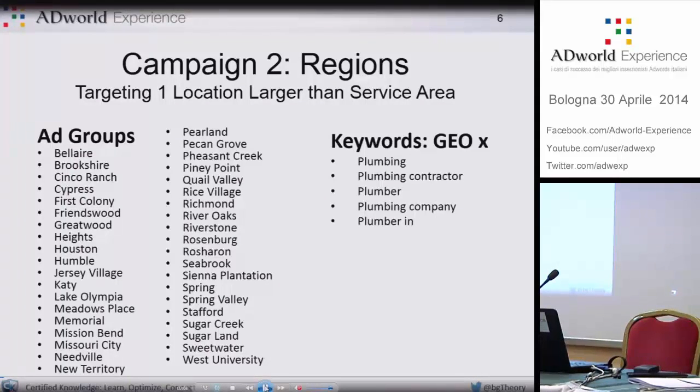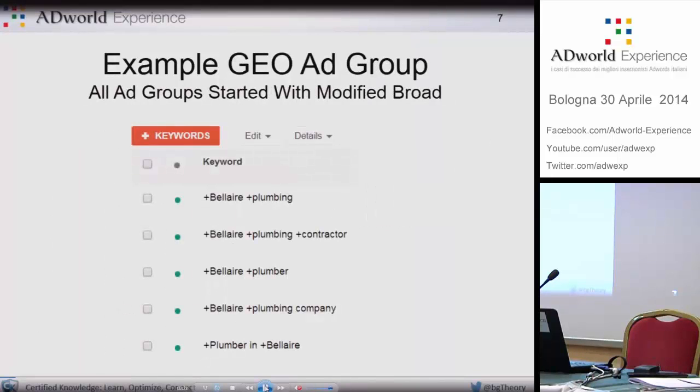So we list it out. Here's all the regions. And then we're going to combine those regions with the words plumbing, plumbing contractor, or plumber. Just the larger volume ones, because these keywords have fairly low volume. So this would be what an actual ad group looks like then for the regions. So in this case, it's Bel Air. So Bel Air Plumbing, Bel Air Plumber Contractor, and so forth. And everything starts with modified broad match.